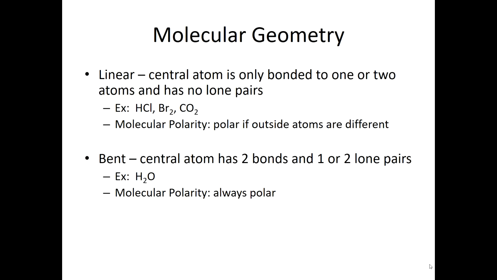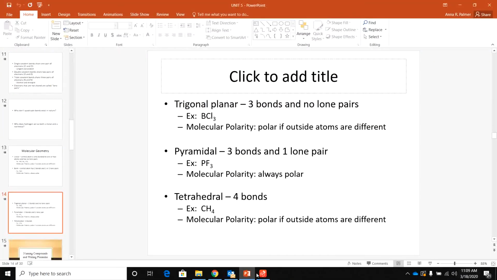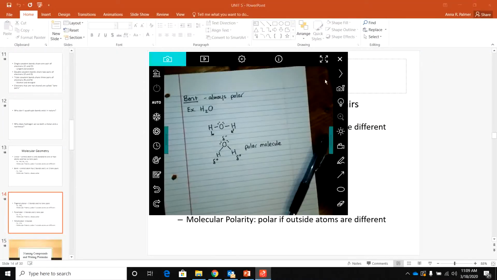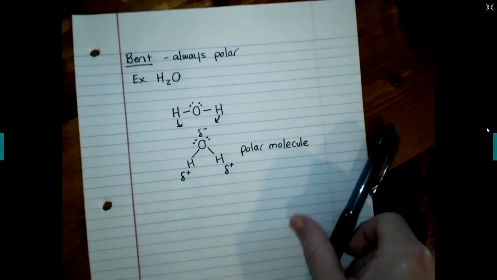So now we're going to look at our third shape. Okay, our third shape is called trigonal planar. That's when you have 3 bonds and the central atom has no lone pairs. So we're going to be looking at BCl3 as our example.